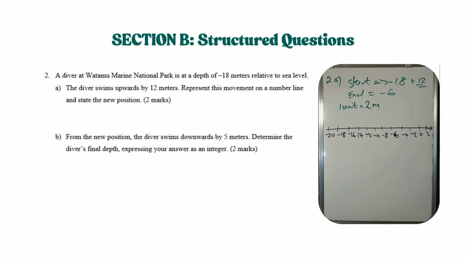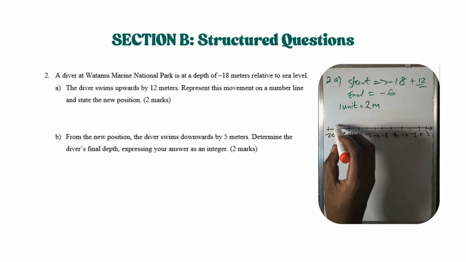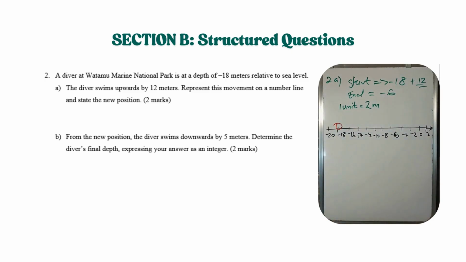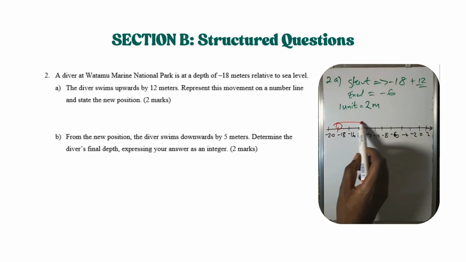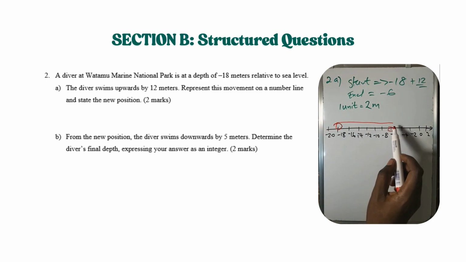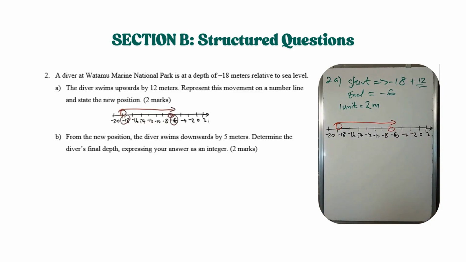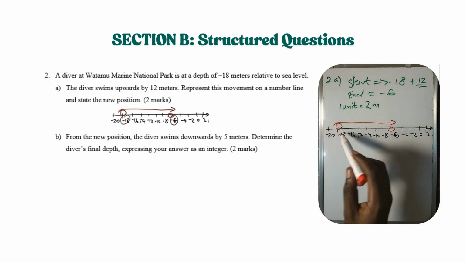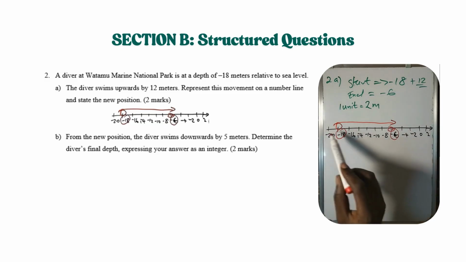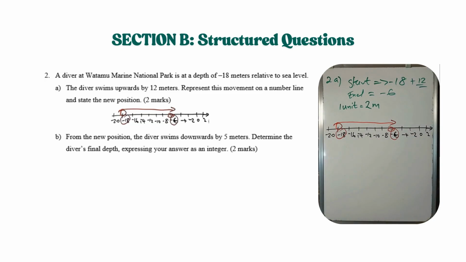So to represent this on a number line, we start at negative 18 here, and then draw a straight line to show that we are heading towards negative 6. Negative 18 to negative 6. This is our number line.